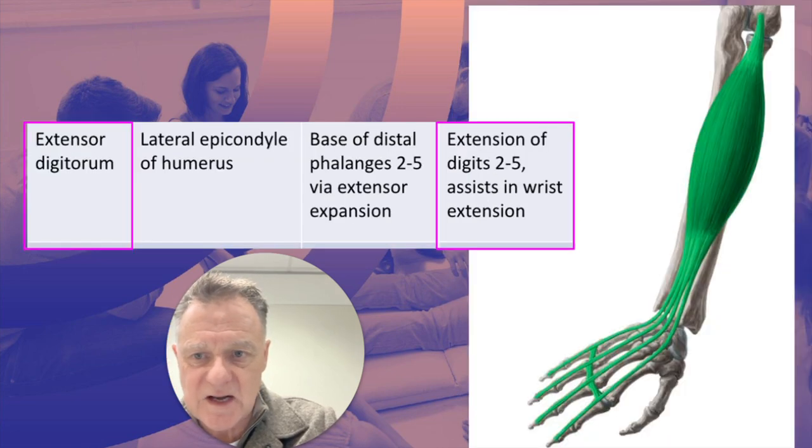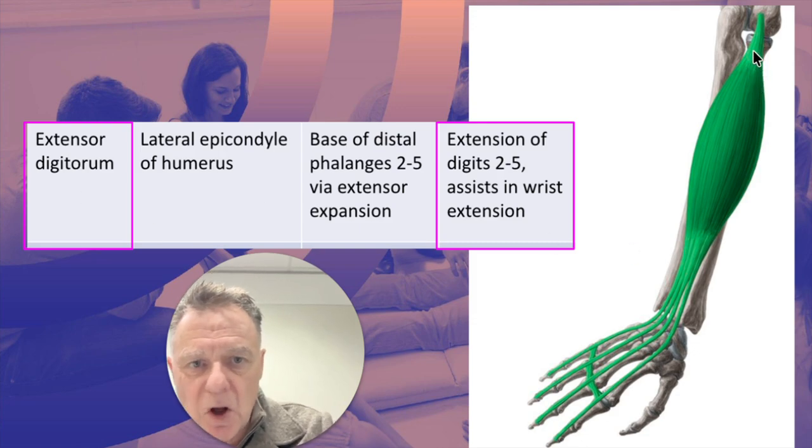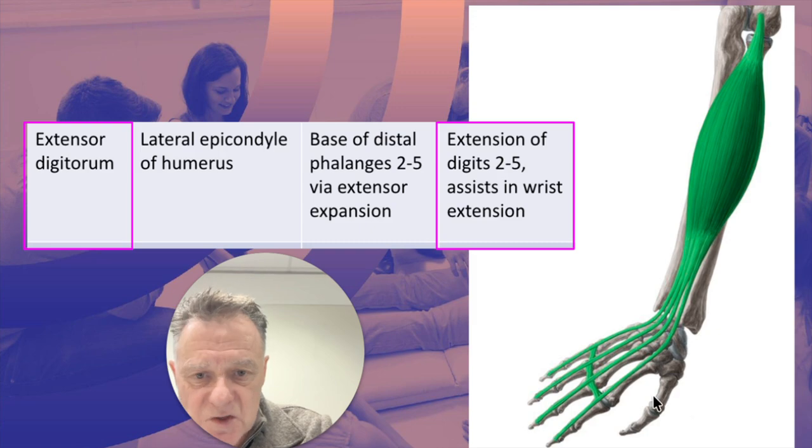and again would be a weak wrist flexor as well. The extensor digitorum, so we're moving to the posterior aspect. This is a posterior view of the forearm from the lateral epicondyle, obviously in a pronator position here, the lateral epicondyle of the humerus into the base of the distal phalanges of 2 to 5.